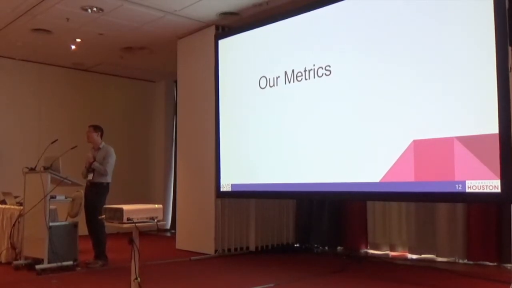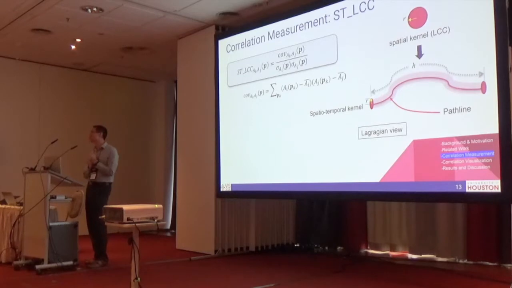So our metrics are very simple. Okay, the first metric is just a simple extension of the LCC you have seen. Instead of getting the realization on a spatial region, we extend it to space and time. Right, this is a nice illustration. So in Lagrangian view, we just have a spatio-temporal kernel wrapping around a portion of the path lines. And then we take the samples within this local region, and we get the realization of those values for our correlation computation. Very simple, right?